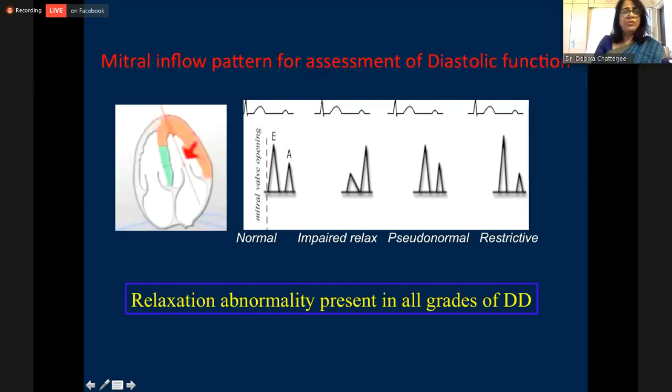Now let us go to the mitral inflow pattern for assessment of diastolic function. We do that from the apical four-chamber view. We put the sample volume at the level of the tip of the mitral valve leaflets and get the pulse wave Doppler. Normally we get two waves, the E and A. Normally the E wave is more than the A wave.